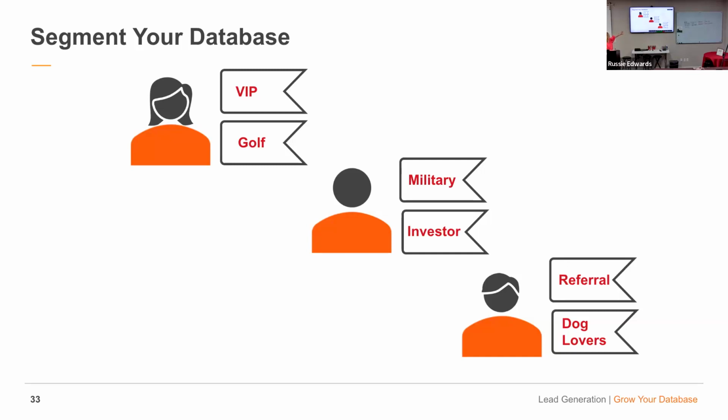And then also remember that people might be in different segments. So maybe this person's VIP, they golf and they're military. You can have as many tags on somebody as you want. And I would say pay attention, because if you're not using tags, then it probably isn't necessary, right? If you only have one person that's a dog lover, number one, you need to get new friends. And number two, it probably doesn't warrant its own filter, because you're probably going to remember they're a dog lover.